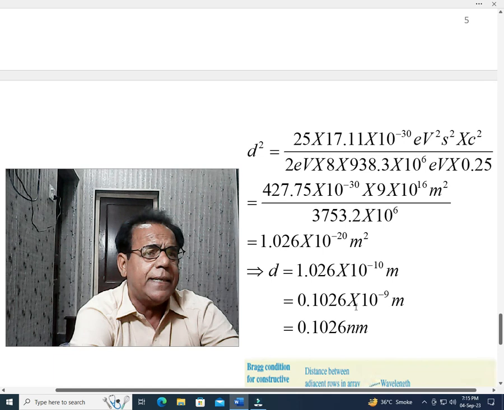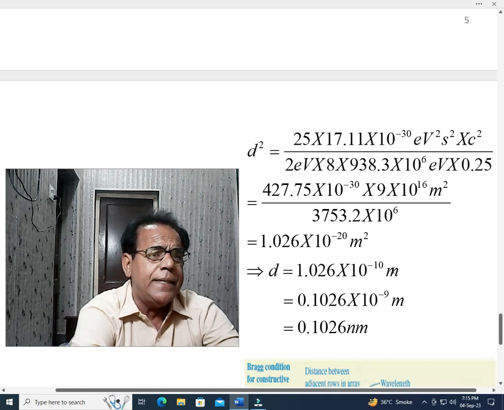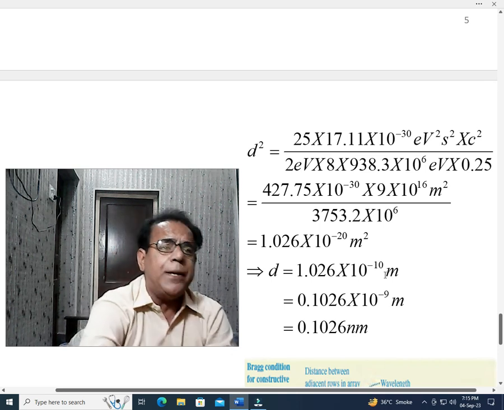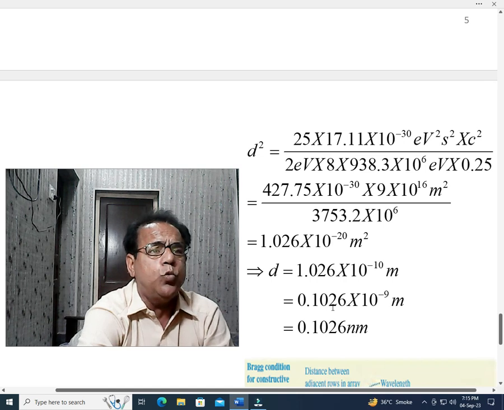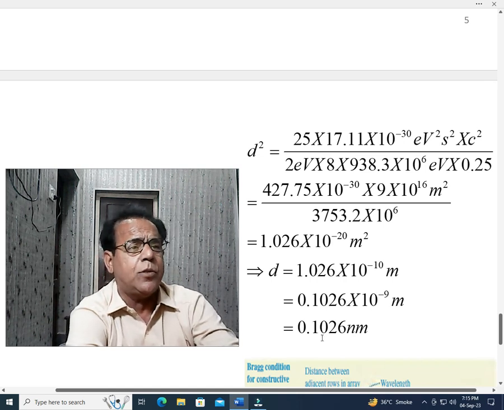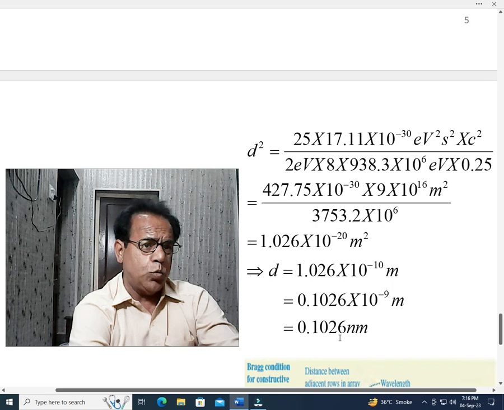This implies that d equal to this. We can convert it into 10 raised to the power minus 9, because 10 raised to the power minus 9 is nano, due to which this factor will become 0.1026 into 10 raised to the power minus 9 meter, equal to 0.1026 nanometer. And this is the end of our problem.